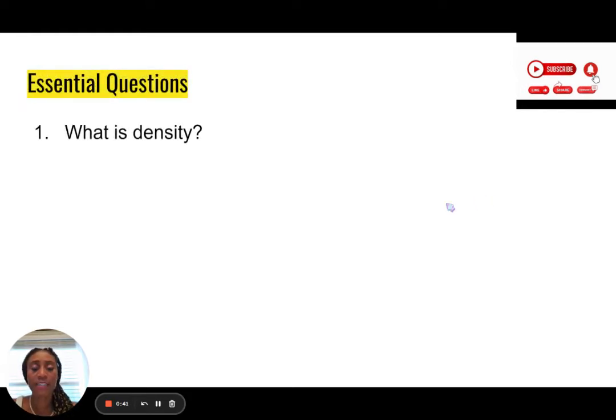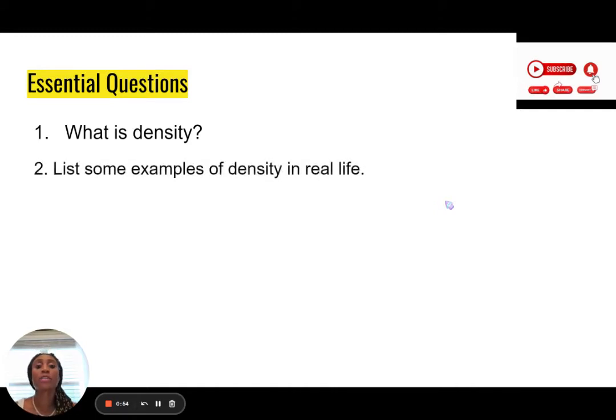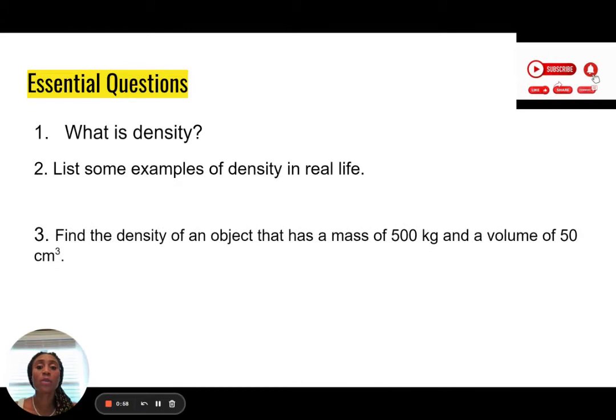Now, to begin our lessons, we always have some essential questions that I will be covering, and you need to know how to answer them by the end of this video. The first one is, what is density? We're going to talk about some real life examples of density. We're also going to learn how to calculate density. And guys, remember that math is a part of science and science is a part of math. Do not separate them, okay?